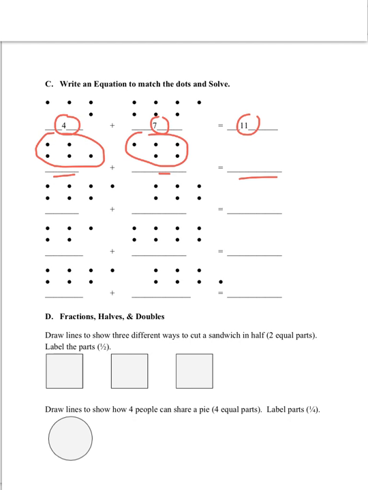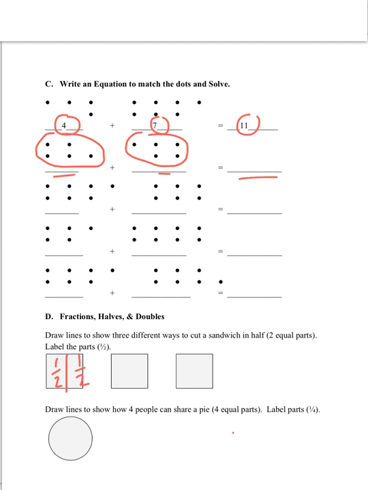Down the bottom, you're being introduced to a little idea of fractions this week. So it says, draw lines to show 3 different ways to cut a sandwich in half, which is 2 equal parts. Label the parts 1/2. So let's say that we decided to cut this first one in half this way. So we would write 1/2 and 1/2. Now that I've shown you one way, don't use my way. Come up with 3 other ways to break those squares into halves.